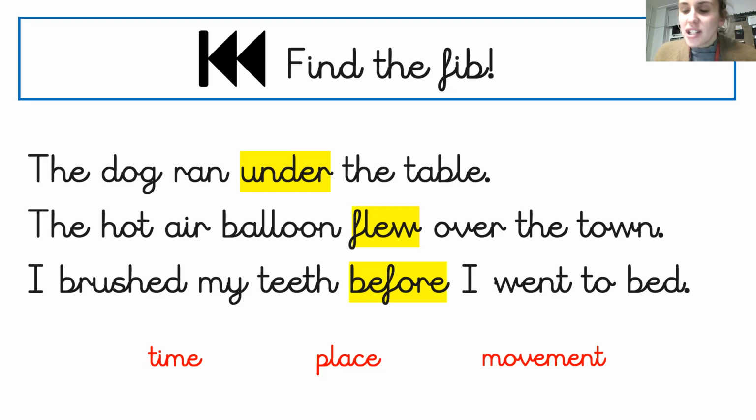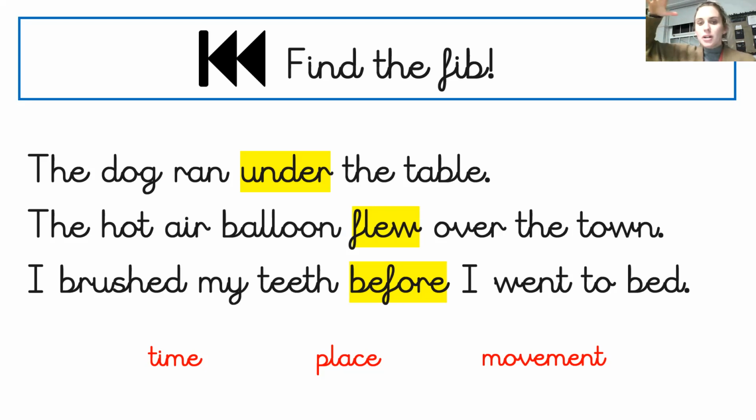Okay, let's take each sentence at a time and use our knowledge of prepositions to find the fib. So sentence number 1, the dog ran under the table. The word that is highlighted is under. Is this a preposition? Under is describing the direction and the movement of the dog. Under is a preposition of movement. So this word under is a preposition. This isn't a fib.